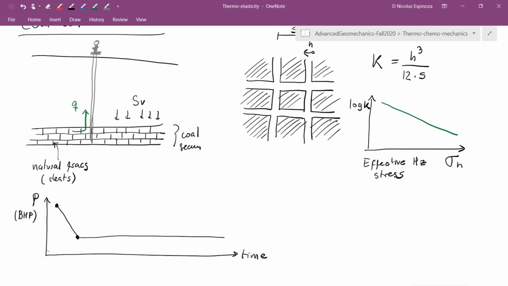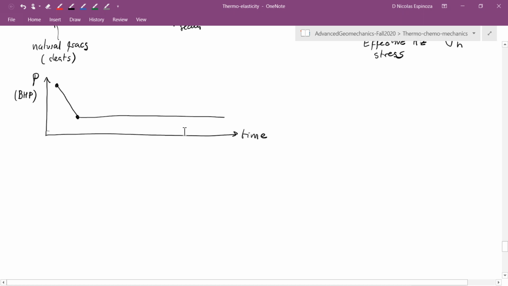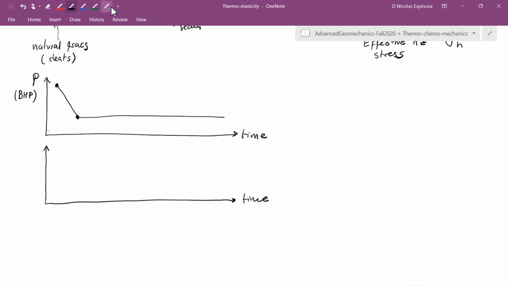What do you think is going to happen with stresses? If you remember the solution for the drain problem, stresses would vary as follows. This is also time. And let me add here a marker.